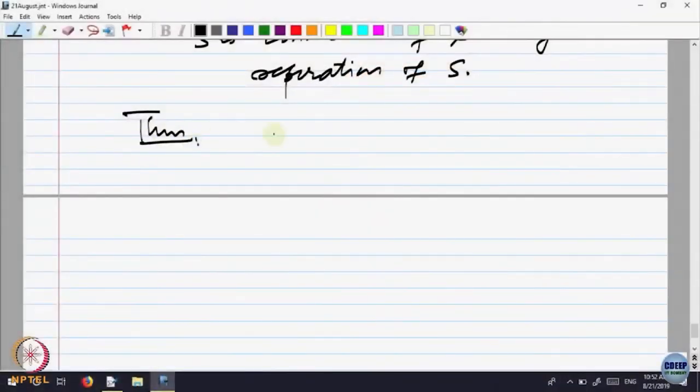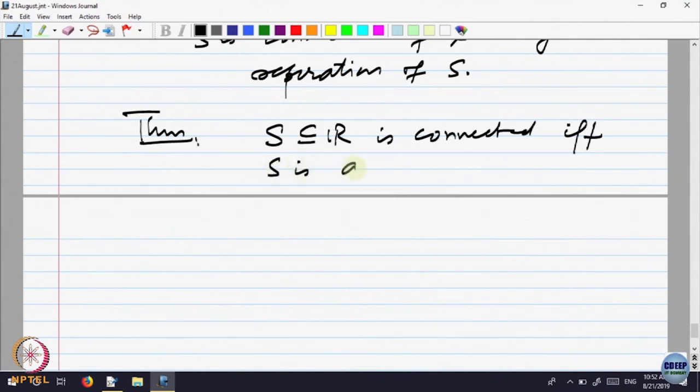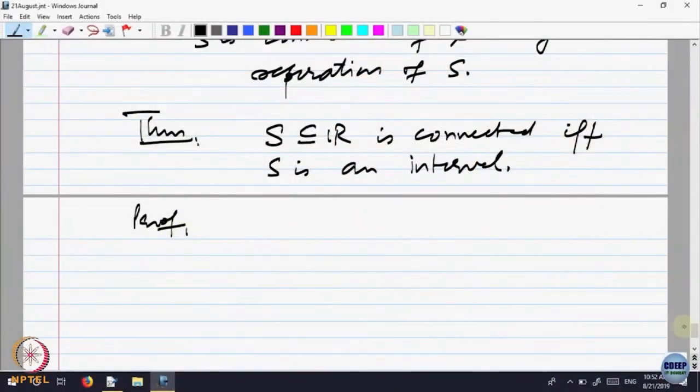Okay. So the theorem that we want to prove, this time is too short, so we will prove it next time: S contained in R is connected if and only if S is an interval. The only connected subsets of the real line are intervals. Okay. So let us see how much we can prove.